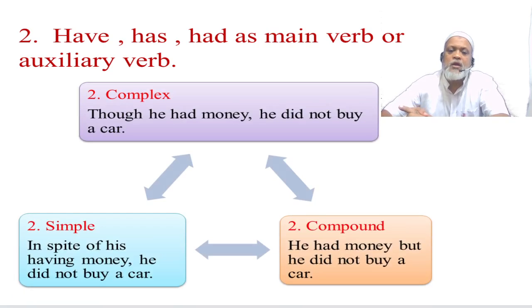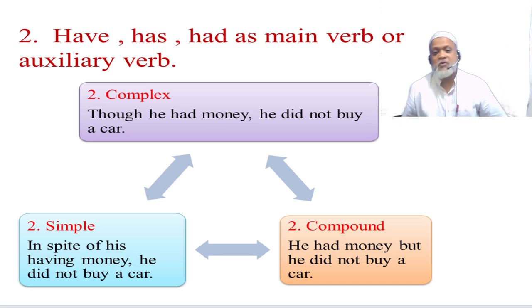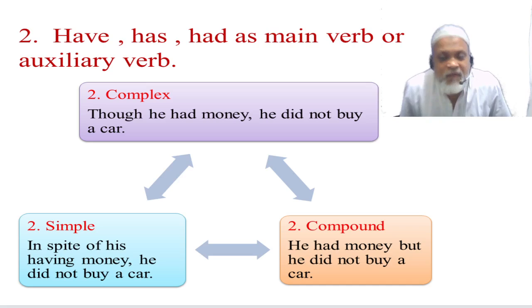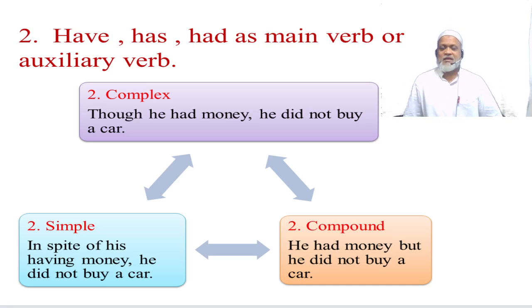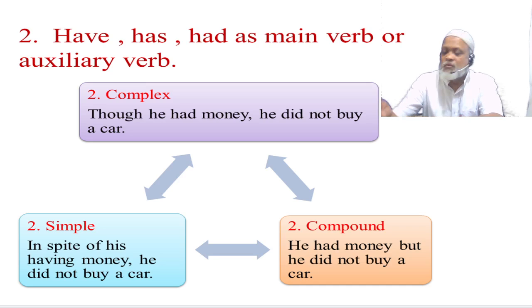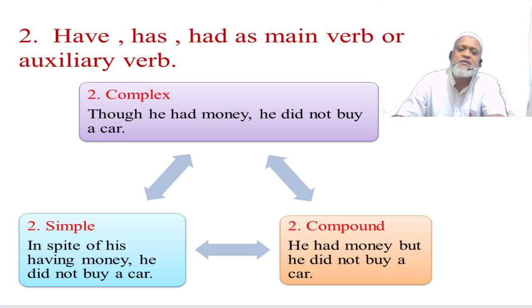Let us see. In the second situation, we have a complex sentence: Though he had money, he did not buy a car. Though he had much money, though he is a rich man, he didn't buy a car because he is a miser. Okay, here when we make it simple, we use it as we find here.